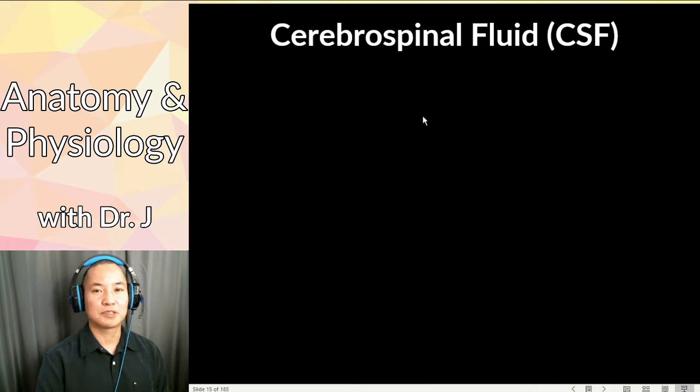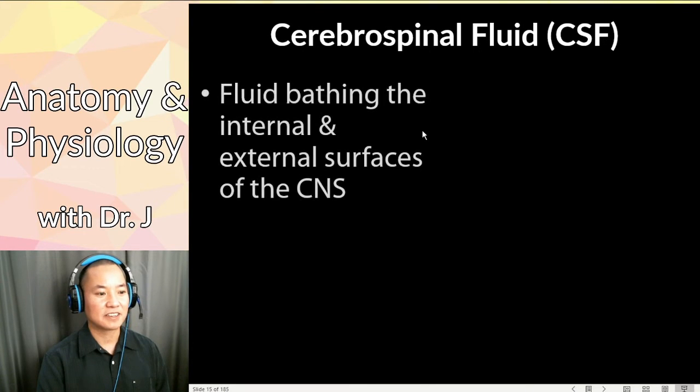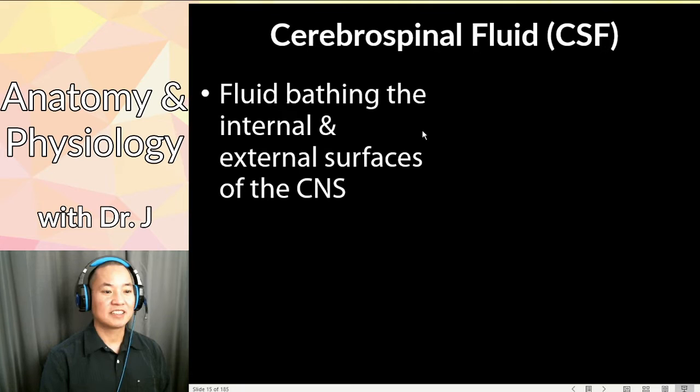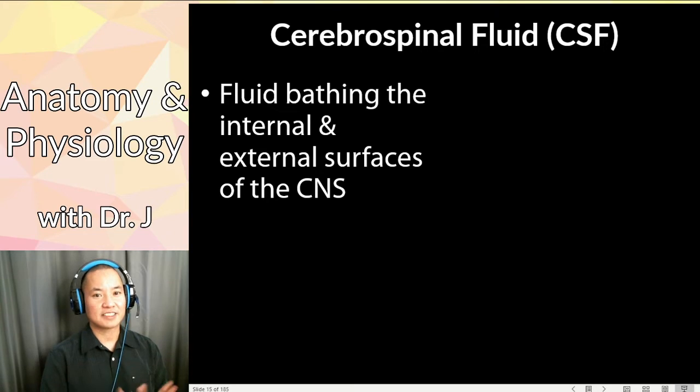Now, what is cerebrospinal fluid and why do you have it there? Well, it's the fluid that's on the inside and external surfaces of the central nervous system. So you have your ventricles and your central canal on the inside. But remember that subarachnoid space, that's on the outside of your central nervous system. So you have cerebrospinal fluid both inside and outside of your brain and spinal cord.